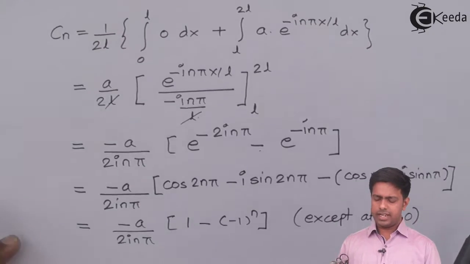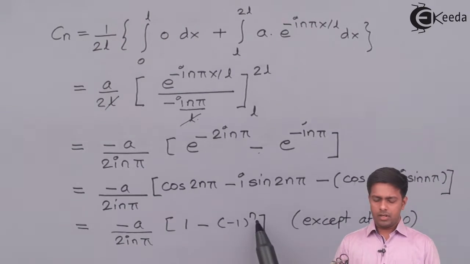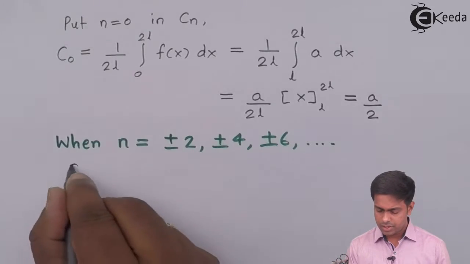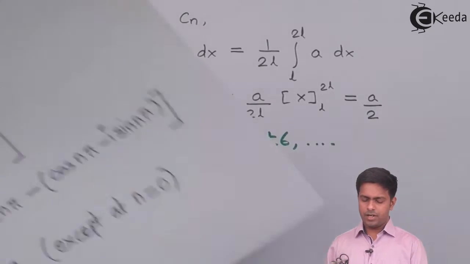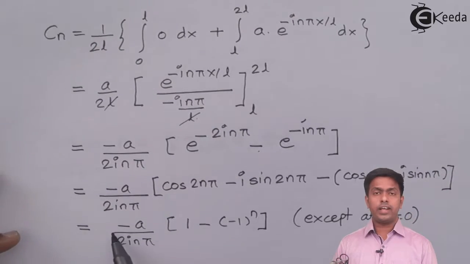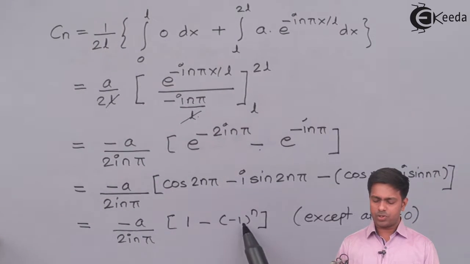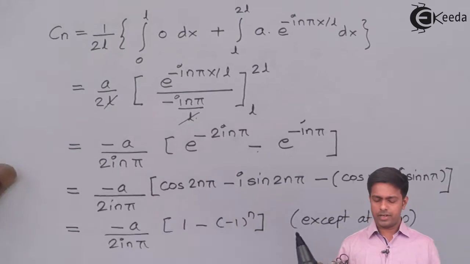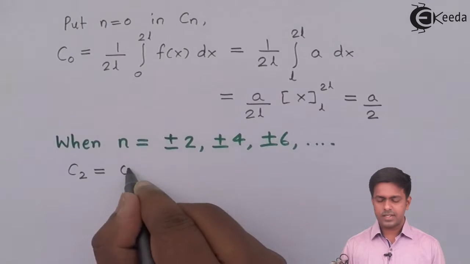So whenever this n is 2, here we will get C2. So I'll write down one step, C2, and here for finding C2 we have to put minus 1 raised to 2, but guys, minus 1 raised to 2 is 1 and 1 minus 1 is 0, it means we will get value of C2 as 0.